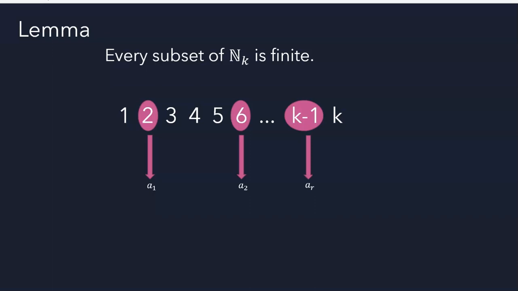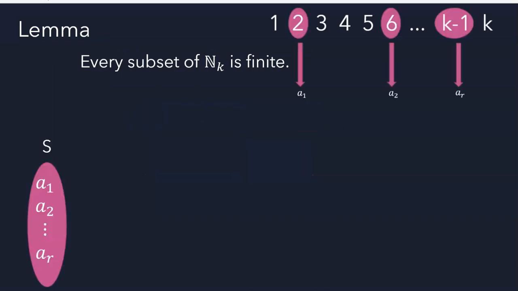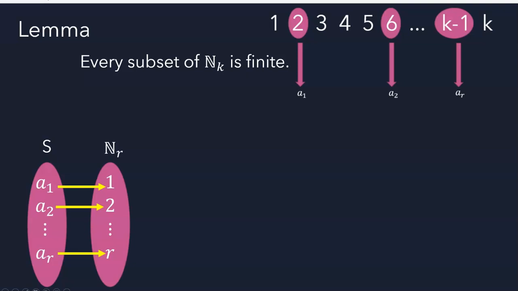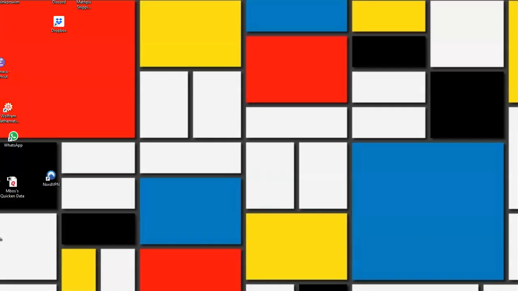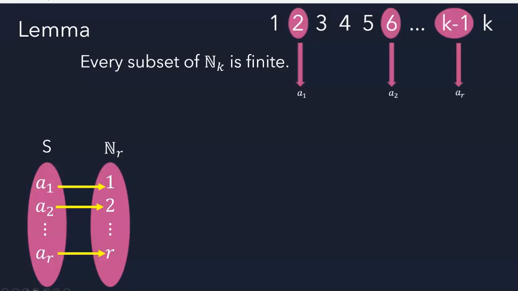So now that I have that, I can put S over here and write it as a1, a2, and so on, down to a sub r. I can come up with a one-to-one onto mapping from S to n sub r by taking a sub i to i. This is clearly one-to-one and onto, so now S is equivalent to n sub r, which means it's finite. So now we have every subset of n sub k is finite.